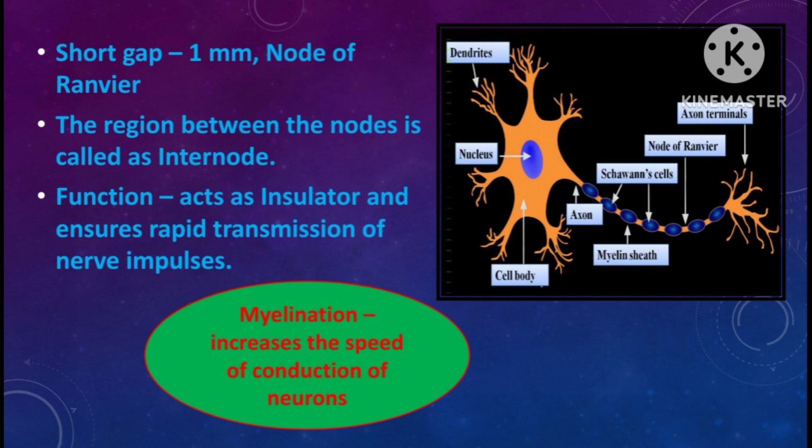Now, what is the function of this myelin sheath? It acts as an insulator and it ensures rapid transmission of the nerve impulses. If the myelin sheath is present around the axon, this is called myelinated nerve fibers, but there are some axons which are devoid of myelin sheath. The main thing we have to remember is that myelination increases the speed of conduction of neurons.